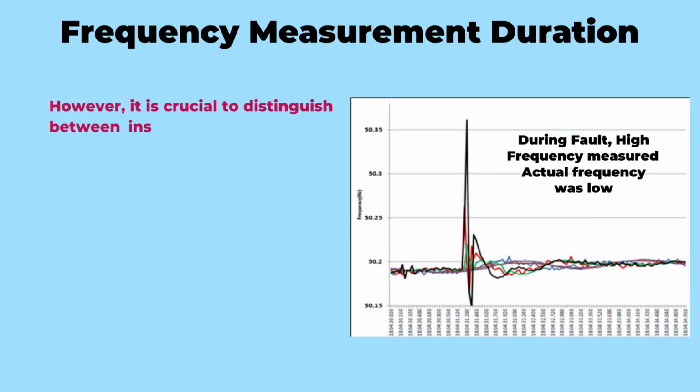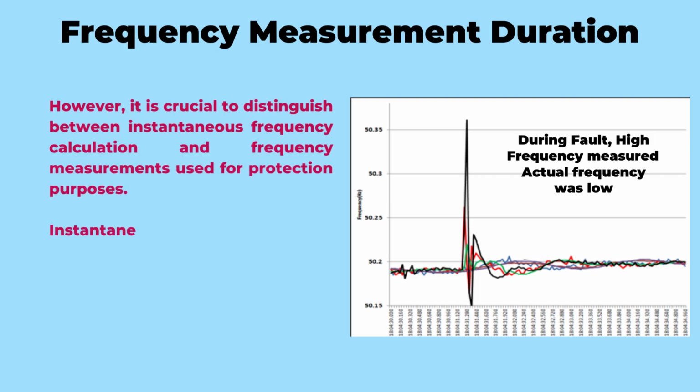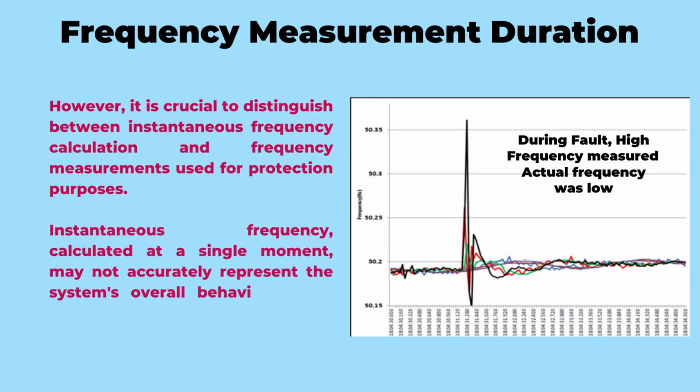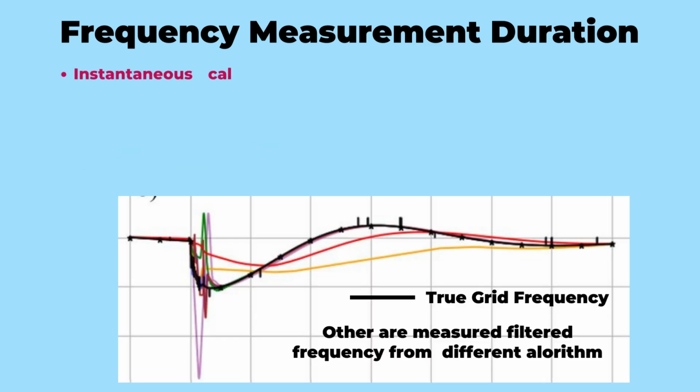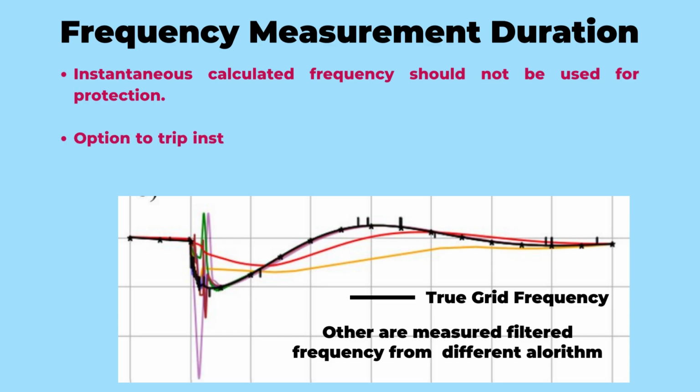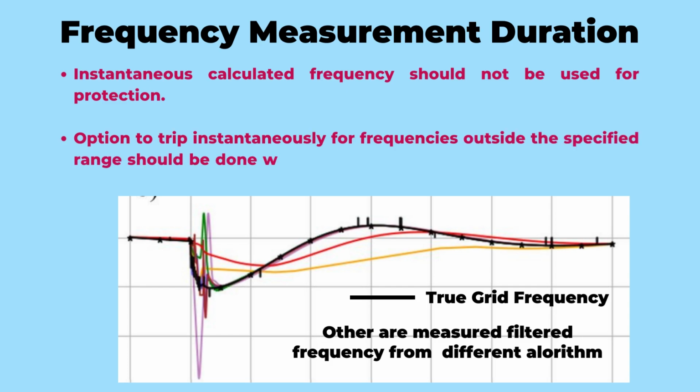However, it is crucial to distinguish between instantaneous frequency calculation and frequency measurements used for protection purposes. The instantaneous frequency, calculated at a single moment, may not accurately represent the system's overall behavior during transients or faults. To address this, it is recommended not to rely on instantaneous calculated frequency for protection purposes. Instead, protection schemes are modified to utilize frequency calculations over the specified window of 3 to 6 cycles. By incorporating this approach, the protection systems become more responsive to true frequency deviations and mitigate the risk of false tripping or inadequate response during fault events.